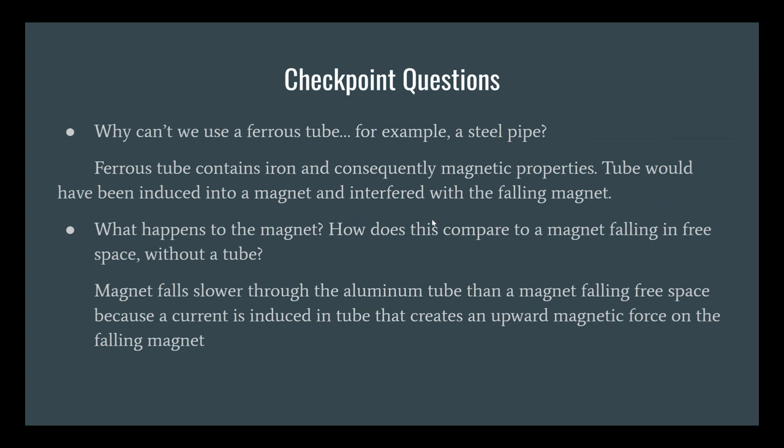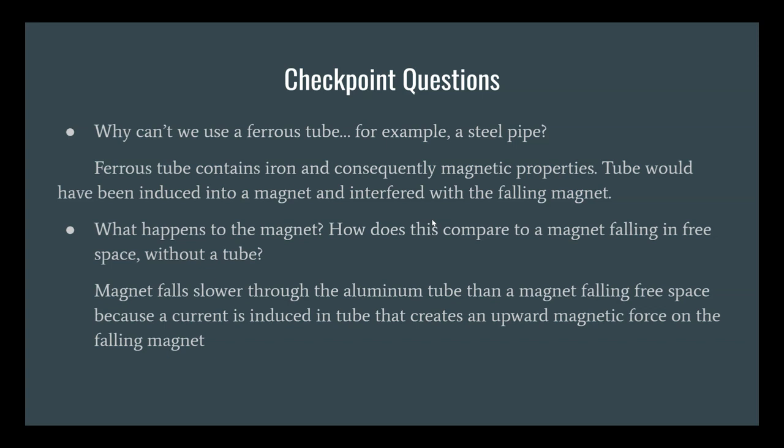Why can't we use a ferrous tube, for example, a steel pipe? Well, a ferrous tube implies that it would contain iron, and iron has magnetic properties. If we were to use a ferrous tube, it would likely be induced into a magnet as a consequence of the bar magnet falling through it, and this would interfere with the falling magnet as well as skew our results.